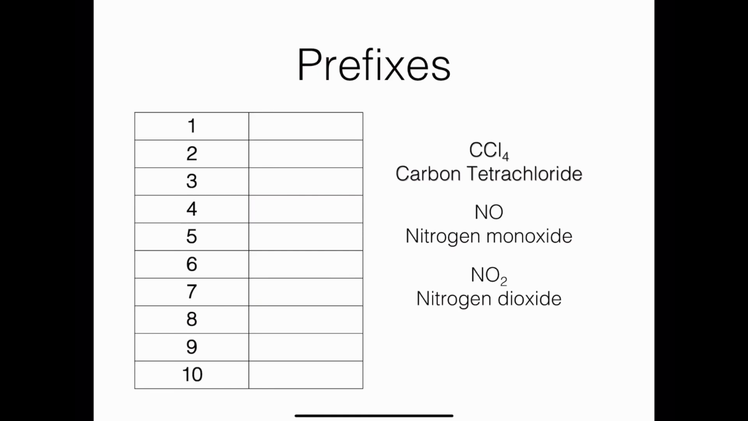So you should have a space in your notes to write this down. We know that the prefix for 1 is mono, 2 is di, 3 is tri, 4 tetra, 5 is penta, 6 is hexa, 7 is hepta, 8 is octa, 9 is nona, and 10 is deca. So we have just a few examples here.